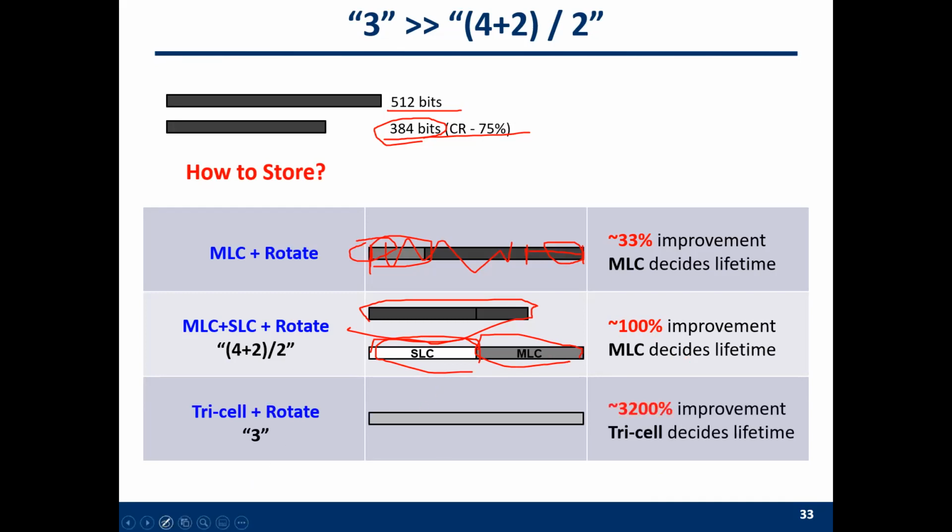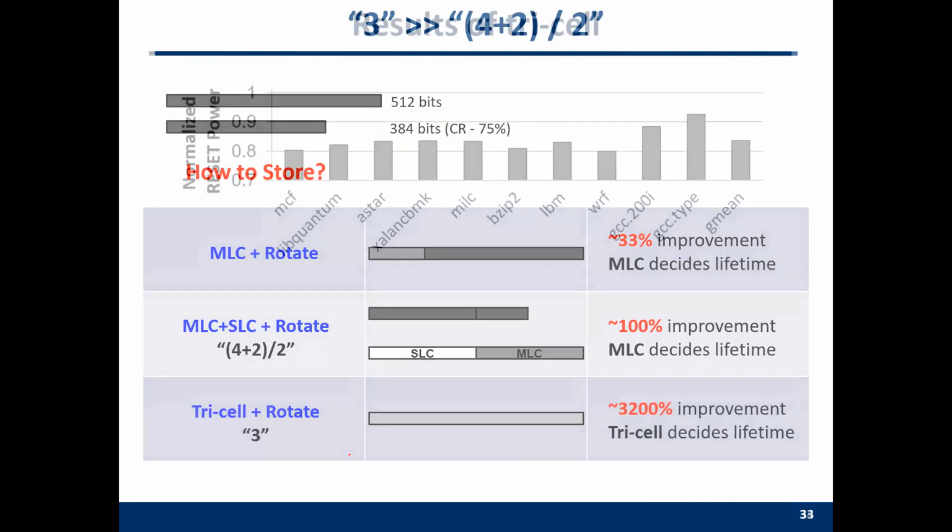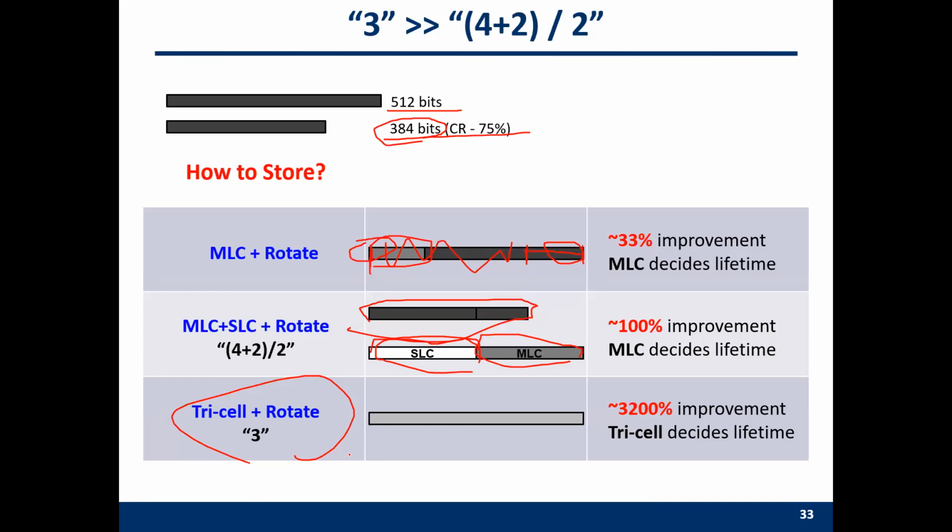Or you can use the triple level cell. With triple level cell, you don't need to do rotation anymore because you just use up all the cells. And you also prolong the lifetime of each cell because you have a smaller reset energy on each cell. So this is the best case you can achieve.